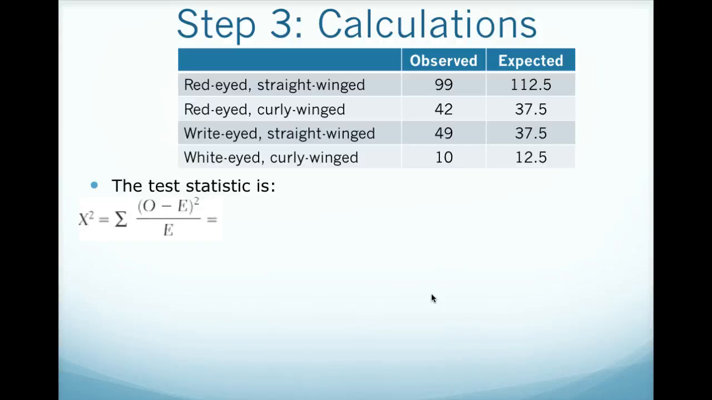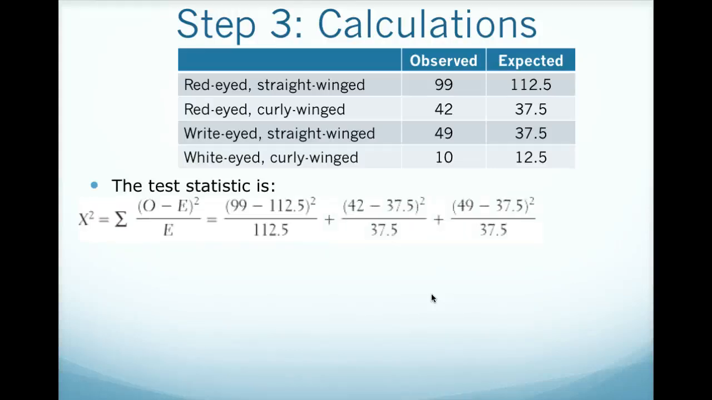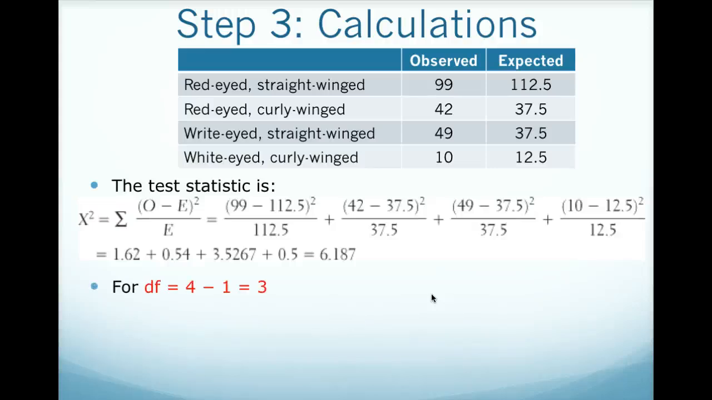Now to find my calculations, I need my observed and my expected counts. So I'm going to find the difference in the observed and expected counts squared over the expected for each type of fruit fly. Once you have those written out, it's very easy to actually add them up. I recommend doing each part separately and adding them up at the end. I think that's the easiest way to go about it. Now my degrees of freedom in this case is 3 because I have 4 possibilities minus 1 gives me 3.